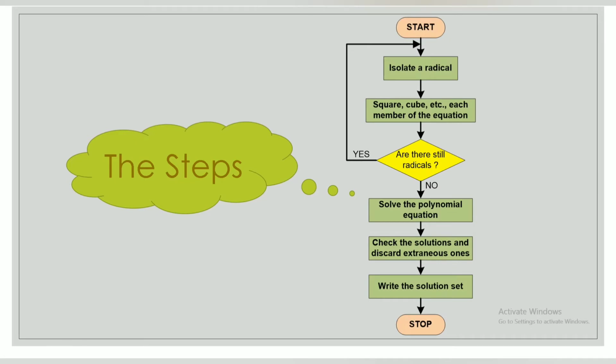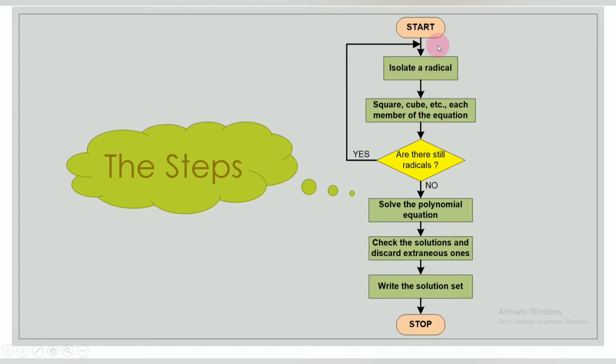It looks like a long thing, but it's actually not. It begins with isolating a radical. If you have a radical in your equation, you need to isolate it. If you have more than one radical, you need to isolate at least one on the left member and one on the right member. And if you have three radicals, you need to at least separate one radical, and then after that separate one again, and then separate. I will explain later in the examples.